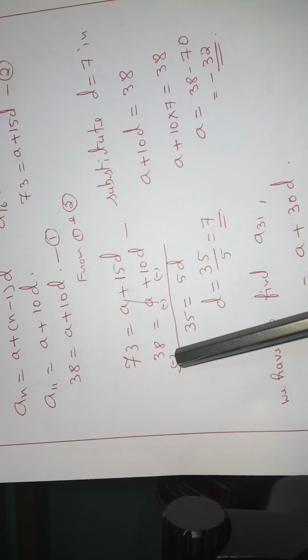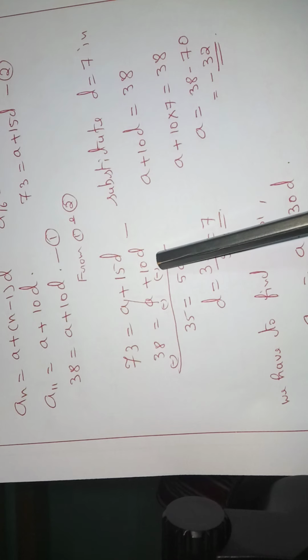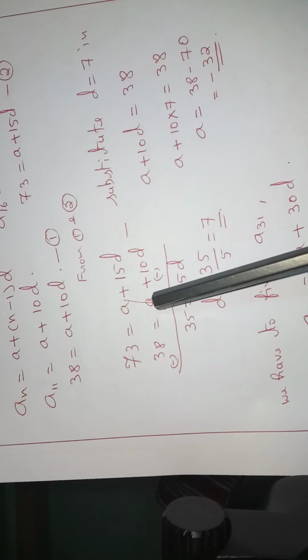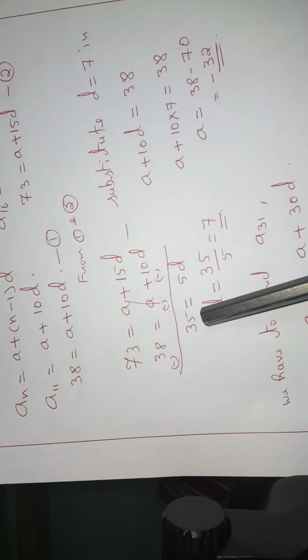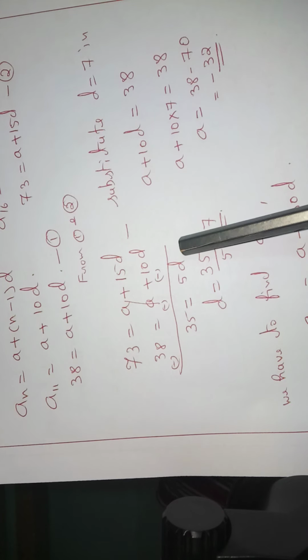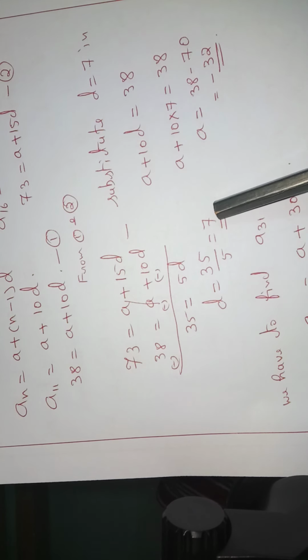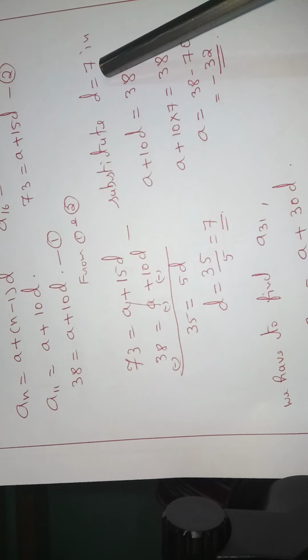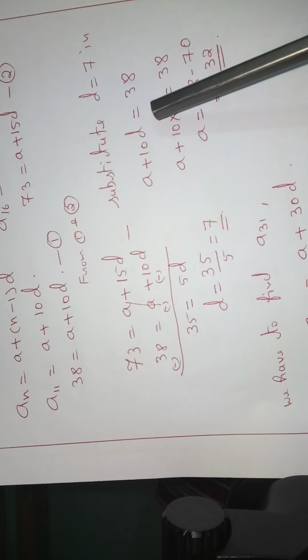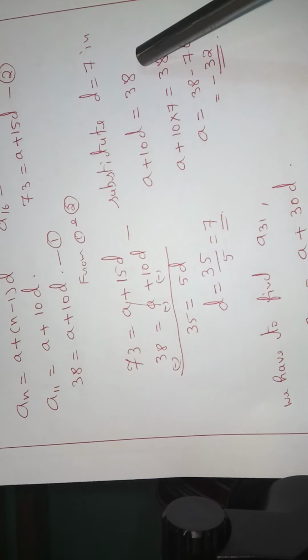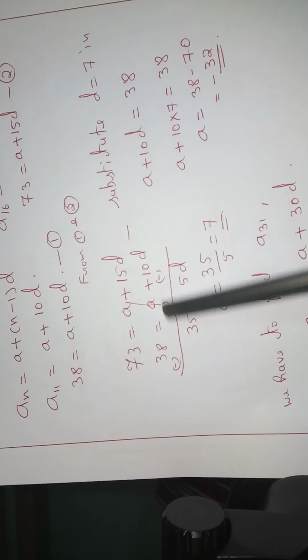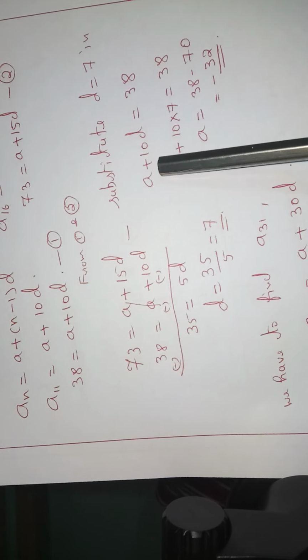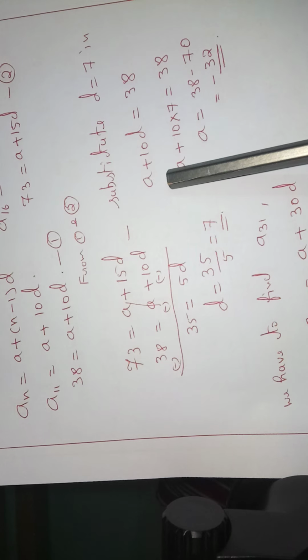Subtract, change the sign. A cancels. 35 is equal to 5D. D is equal to 7. Then substituting D is equal to 7 in A plus 10D is equal to 38. The second equation has smaller values. We will take that one. A plus 10D is equal to 38.